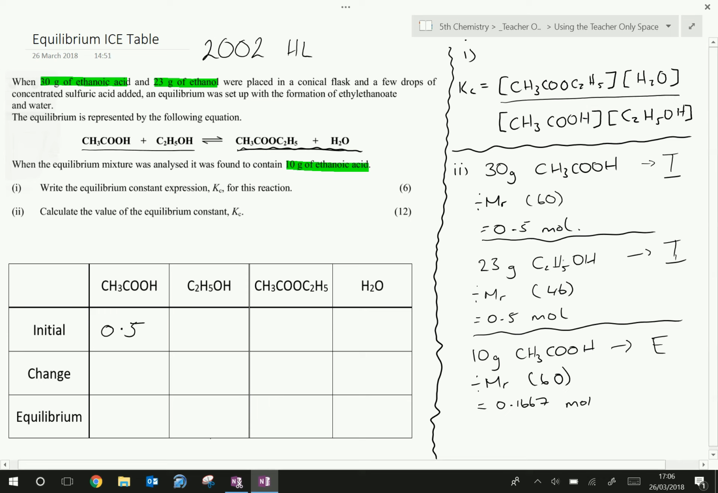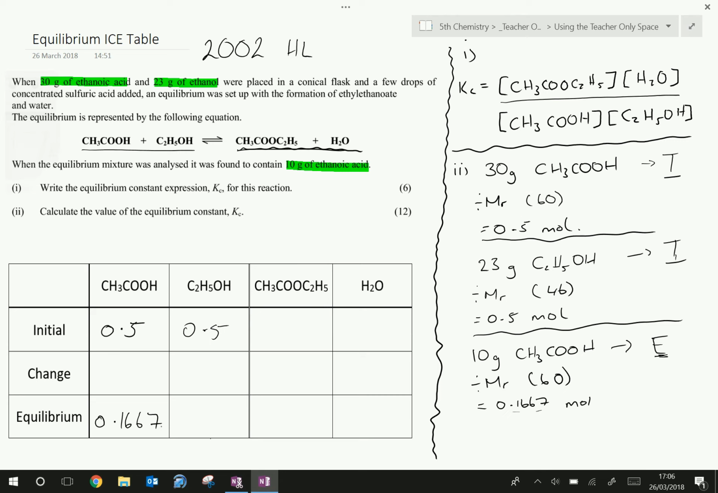For my ethanol, in its initial row, I'm also going to put 0.5 moles from the second piece of information we were given. And then for the third piece of information that we were given, I know that at equilibrium, I have 0.1667 moles of ethanoic acid. Now what we need to do is, from the information we have, fill in the rest of the table.